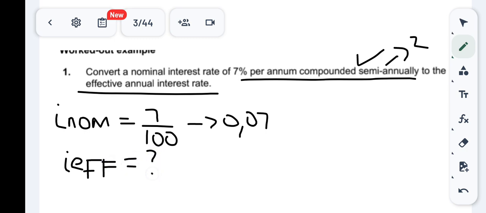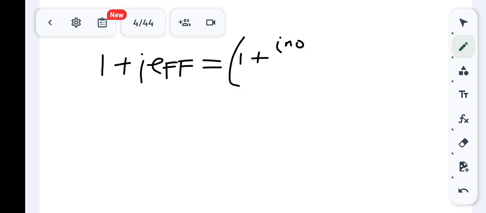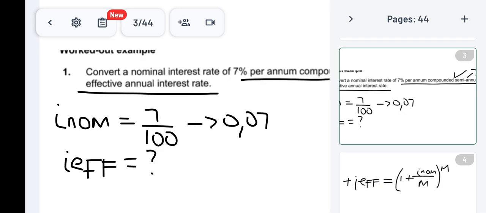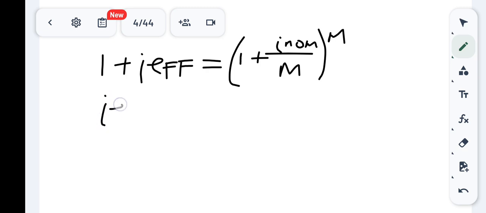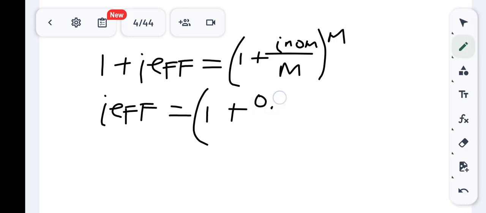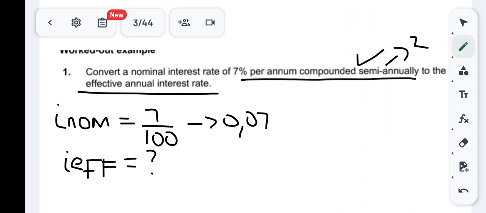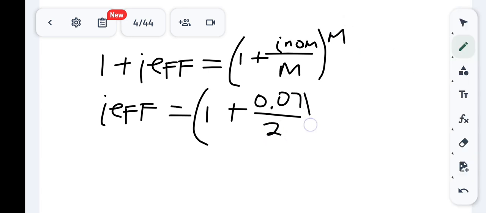Which formula are we going to use? Of course, we are going to use this formula: 1 plus I effective is equal to 1 plus I nominal interest rate divided by M, to the exponent M. I'm required to calculate I effective, so I need to transpose the 1 to that side so that I'm left with I effective, which is equal to 1 plus I nominal, which is 0.07. M is our compounding period. In this case, we are dealing with semi-annually, twice per year, so we are going to divide by 2, and of course exponent 2. But don't forget you transposed the 1, so that is minus 1.